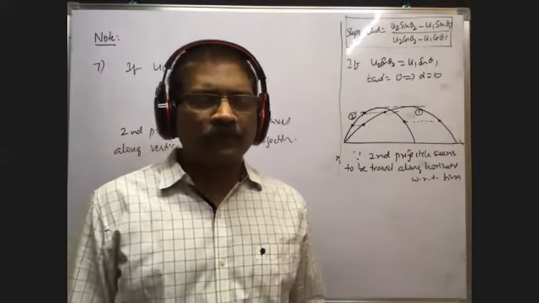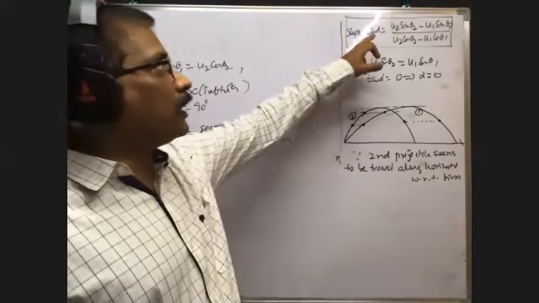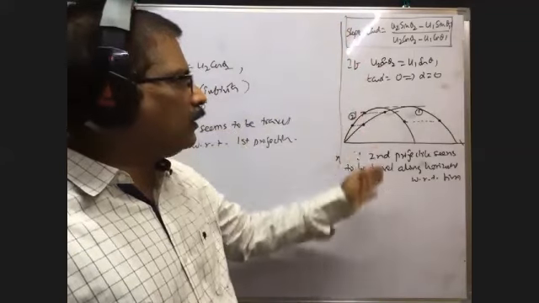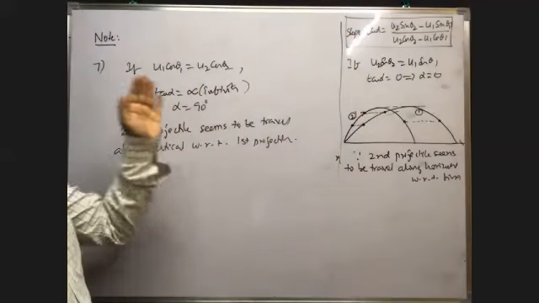Okay, so if vertical components of velocities are equal, then they seem to travel along the horizontal direction. If horizontal components of velocities are equal, both have the same range.